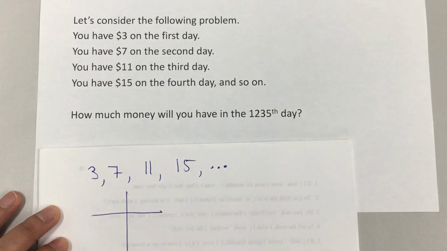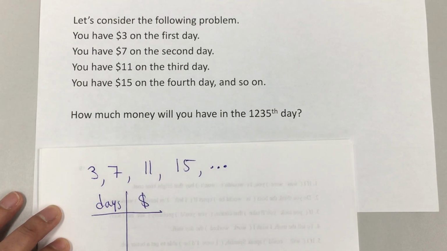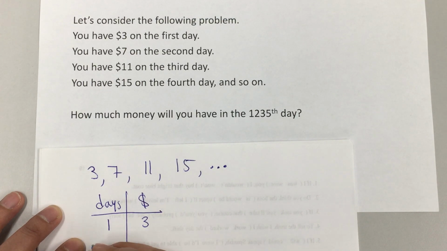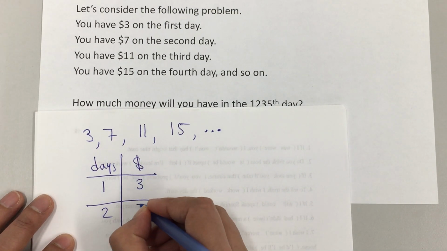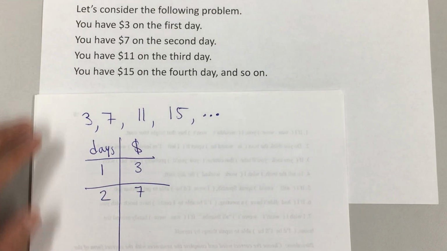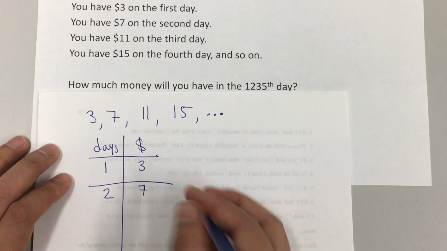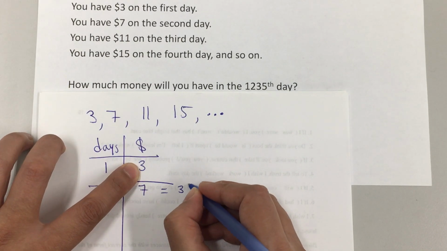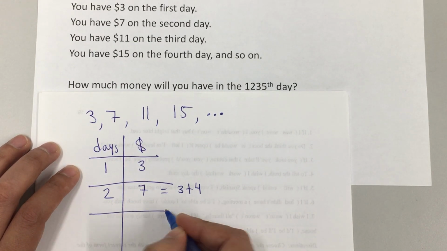If we were to make a table and put days in here and money in here, meaning the input and the output, day 1 you have $3. Day 2 you have $7. And what does that $7 come from? What's going on each day? Well, it seems that I have the $3 from the beginning and 4 more the next day.